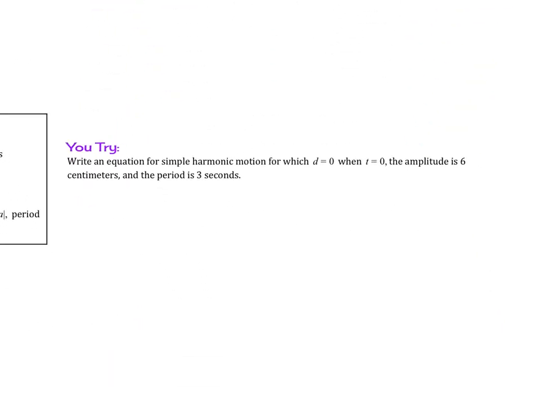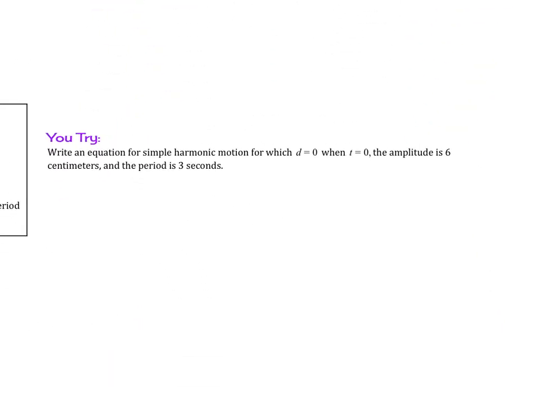So try this example. Write an equation for a simple harmonic motion for which d equals 0 when t equals 0, and the amplitude is 6 centimeters and the period is 6 seconds. So again, we're looking at a sine function.